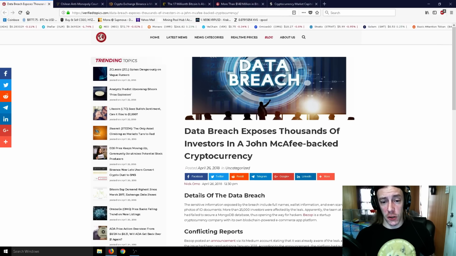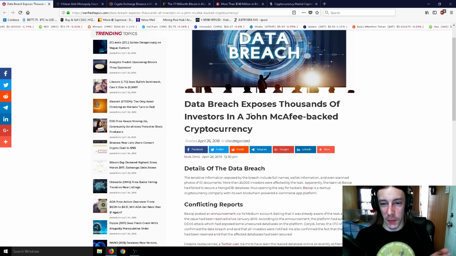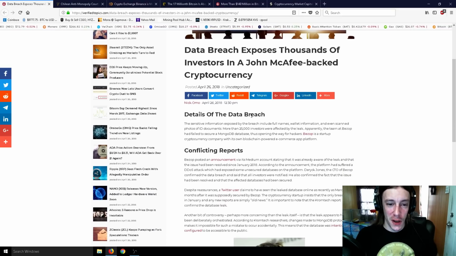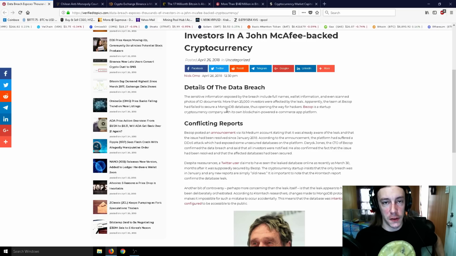This is an interesting article. Data breach exposes thousands of investors in a John McAfee-backed cryptocurrency. I know some people say McAfee, whatever. Details on the data breach. The sensitive information exposed by the breach includes full names, wallet information, and even scanned photos of ID documents. More than 25,000 investors were affected by the leak.